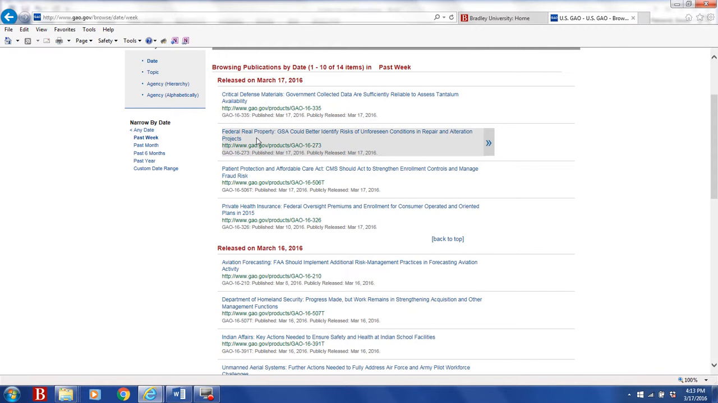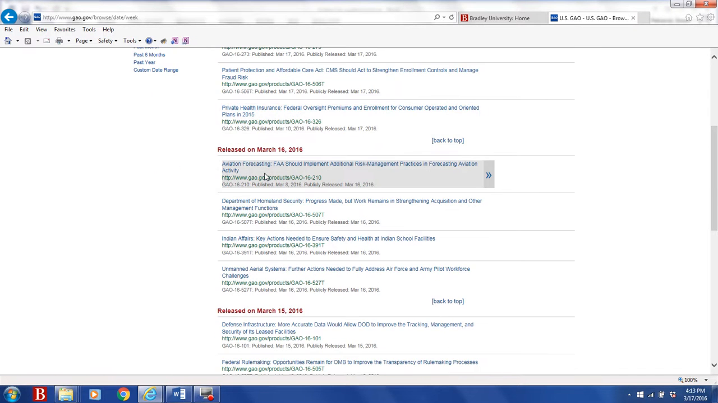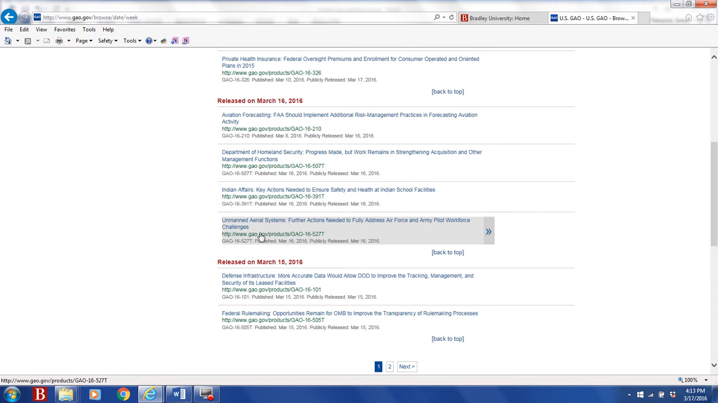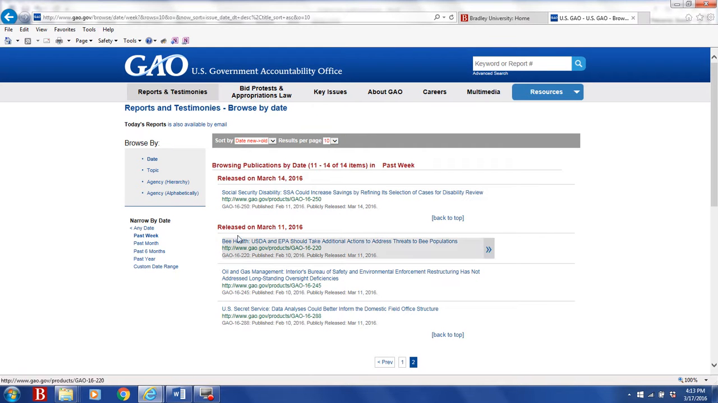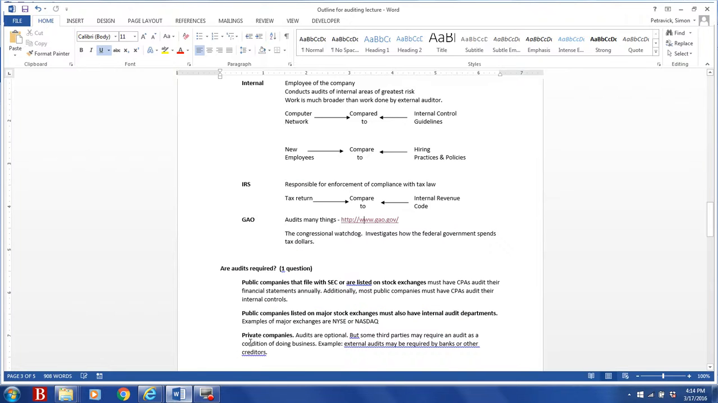Critical defense materials, real property, the Patient Protection and Affordable Care Act, something to do with private health insurance, aviation forecasting, Department of Homeland Security, Indian Affairs, unmanned aerial systems, right? So there's many kinds of audits that are done. Social Security disability, something to do with that. U.S. Secret Service: data analysis could be better. Data analysis could better inform the domestic field office's structure. So there's a wide range of activities that involve the spending of federal dollars that the GAO audits.